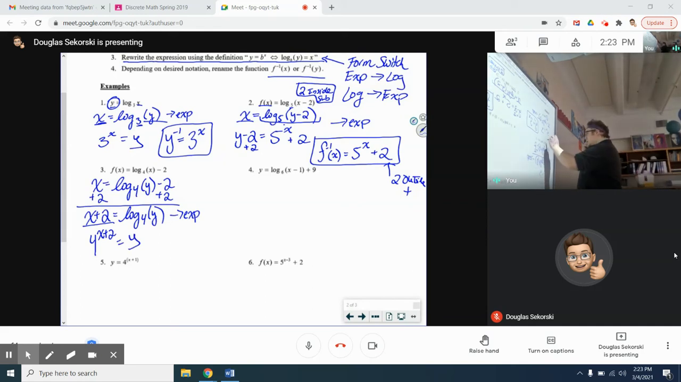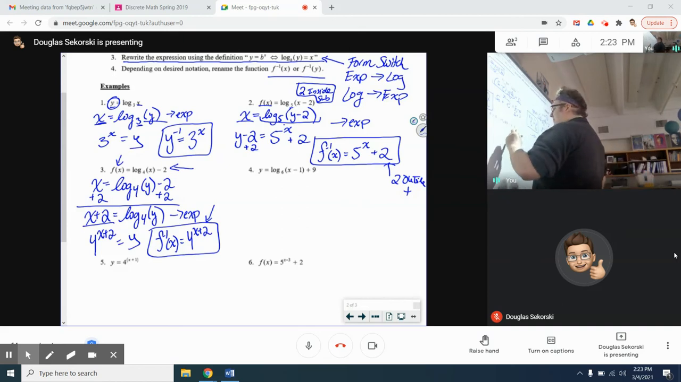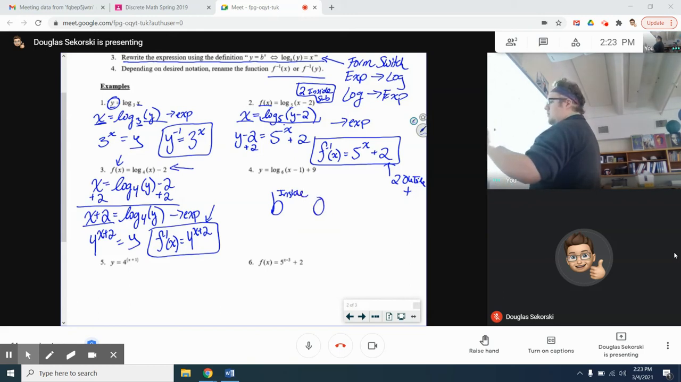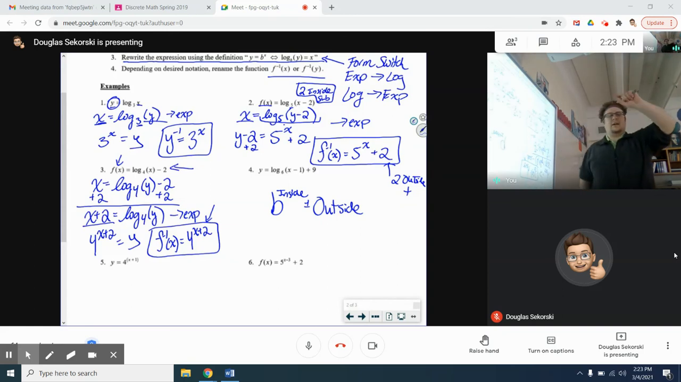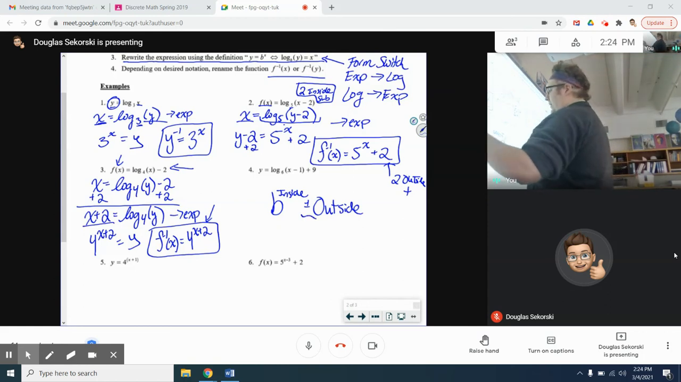And looking at the original, it was f of x. So we're going to say f inverse of x equals 4 to the x plus 2. And sure enough, we had a minus 2 on the outside before. Now we've got a plus 2 on the inside. And when I say inside, I mean right up here in the exponent. Okay, so inside for an exponential is the actual exponent, and the outside is whatever's happening afterwards.